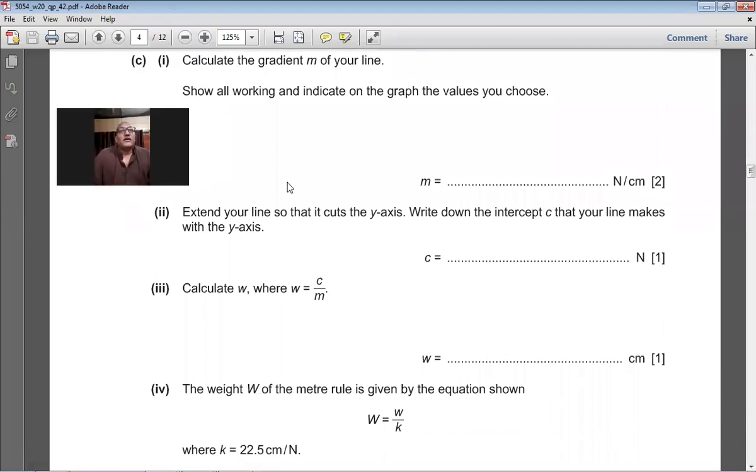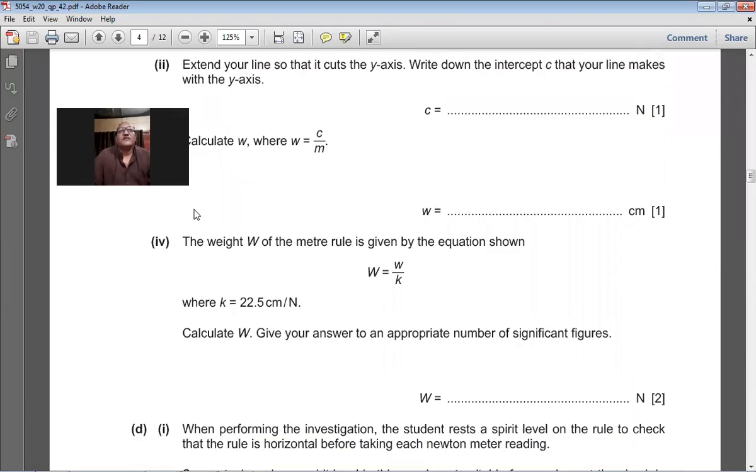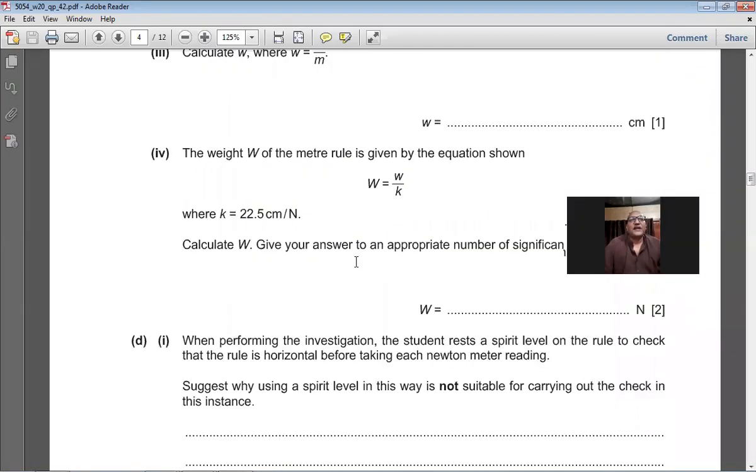So my dear students, these are the questions. Question number C first part, then question number C second part, question number C third part, and question number C, then we have the fourth part. And then you can see that we have the D part.